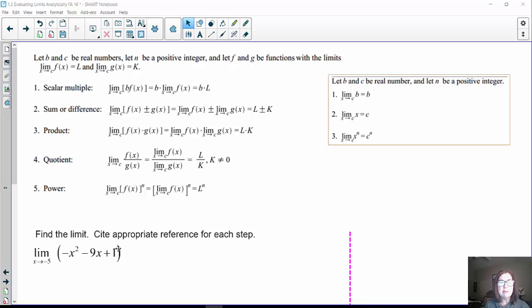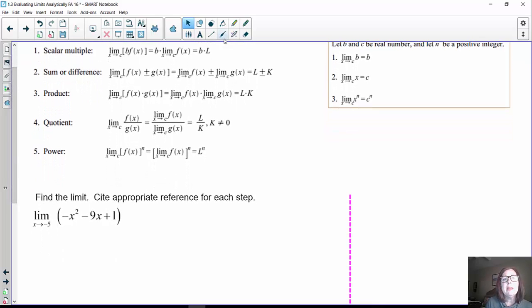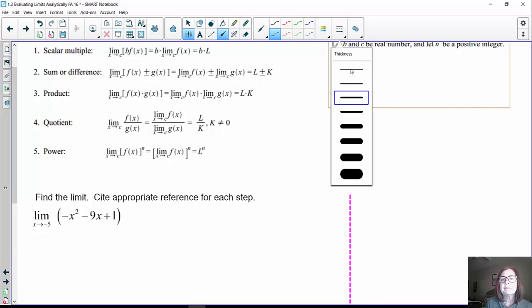So we want to find this limit and cite a reference for each step. We're just going to very non-technically refer to different properties here. So we're only going to do things that these properties allow us to do, not what we think is okay, but what the properties say we can do. All right, so scroll up a little here. We have the limit of -x squared minus 9x plus 1 as x approaches -5. And we would like to find a final answer, like a numerical answer to this.